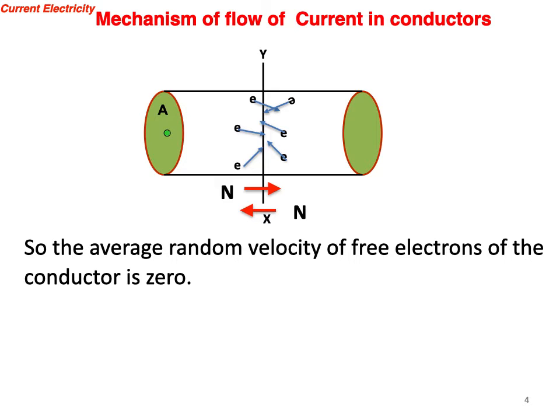The number of electrons crossing on either side is equal, so the average random velocity of free electrons becomes 0. Mathematically, you can write average velocity u equal to u1, the velocity of first electron due to thermal energy, plus second, plus third, and so on. Average over all the free electrons is 0. Hence, the current I is 0. Even otherwise, we don't expect any current in absence of any potential difference.